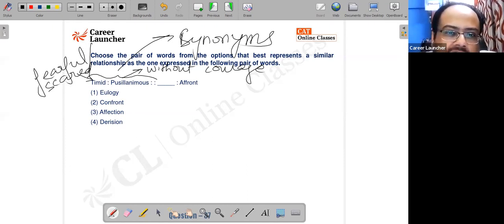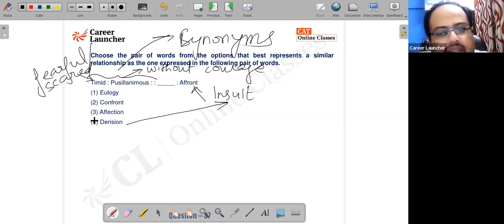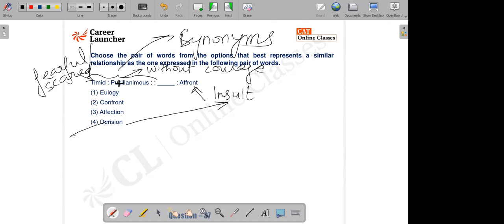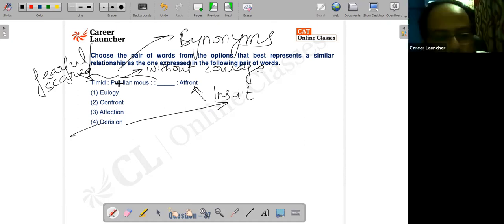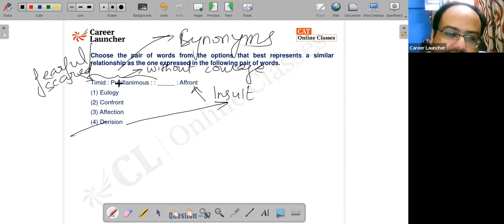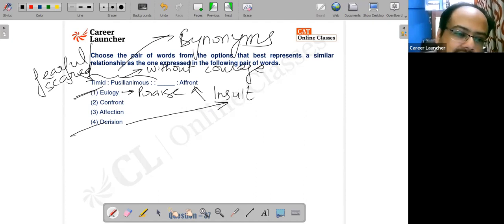So now we are looking at a pair of words that gives the same meaning. Affront means insult, which is exactly what derision also means. The answer is option 4. Derision is insult. Deriding is insulting or criticizing. And affront is also insult. Eulogy is praise. Eulogy is a positive word. It cannot be the answer.